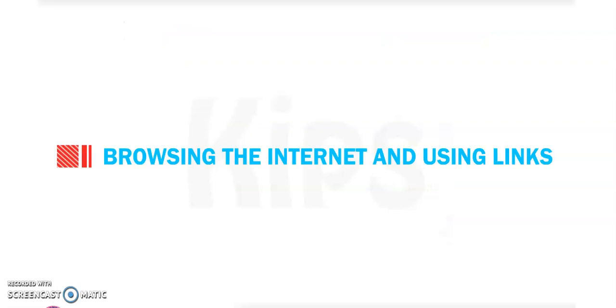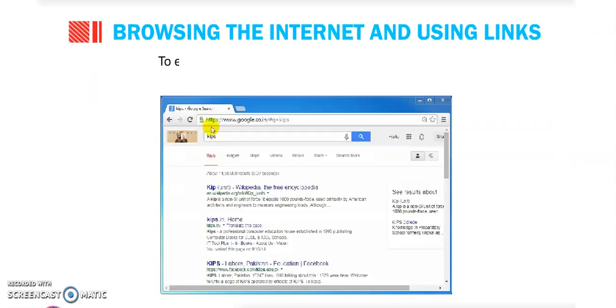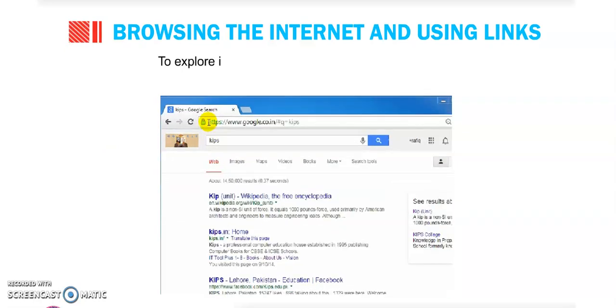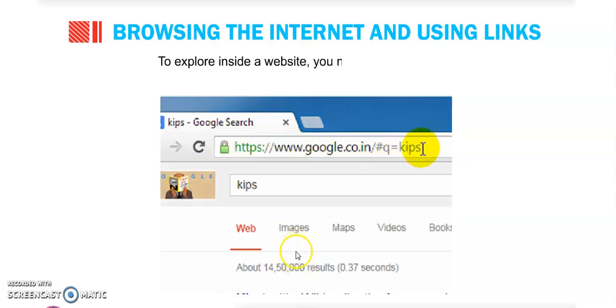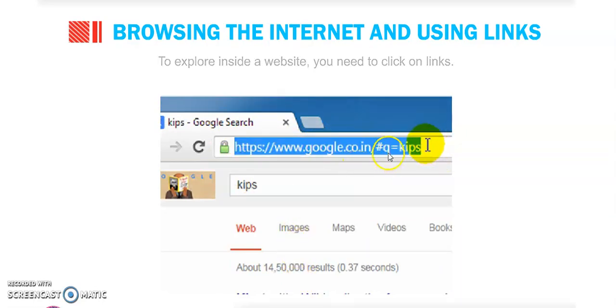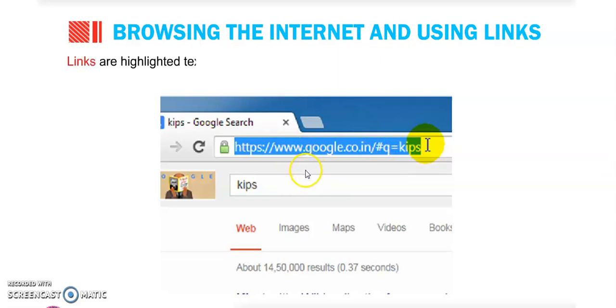Next is browsing the internet and using links. How can we browse on internet? How can we search any information on internet? To explore inside a website, you need to click on links. This is called browsing or surfing the web. So links, what are links?